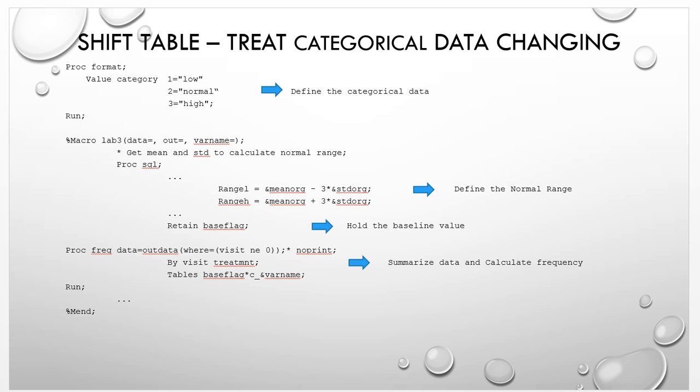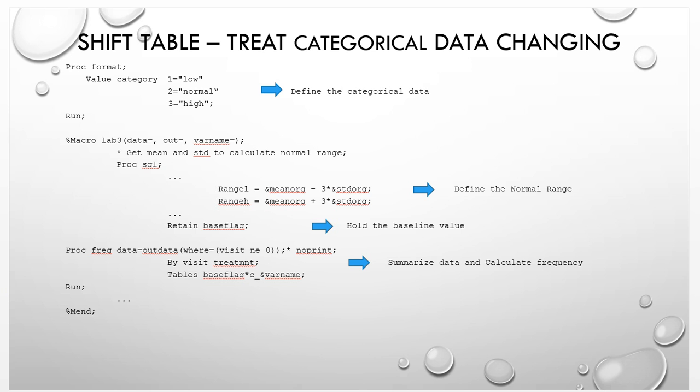The third table we do is the shift table, which counts the categorical data changes. First, we format the data based on range: low, normal, high as a character. Then for the range, we use the mean value minus and plus 3 times the standard deviation. We then divide each variable into the low, normal, and high ranges. Then we use a proc freq procedure to count and summarize the data and calculate the frequency output.